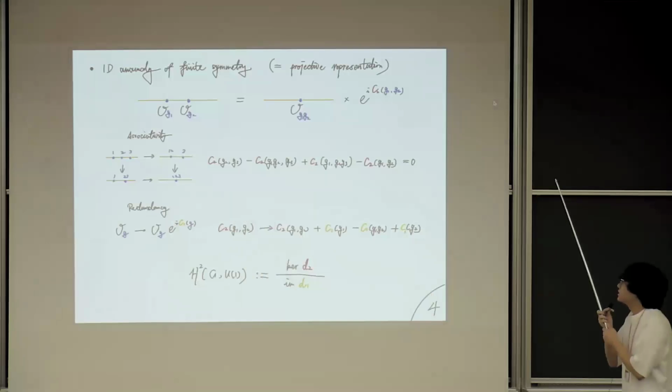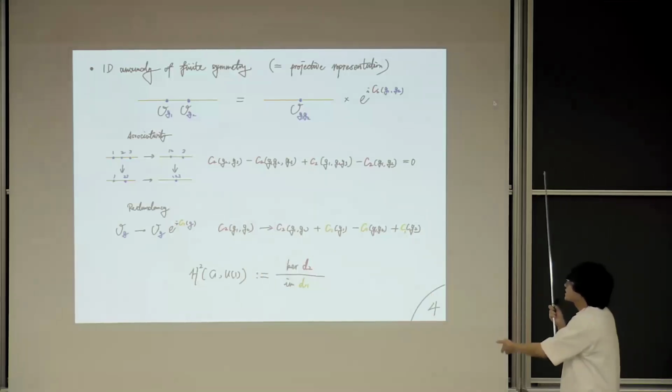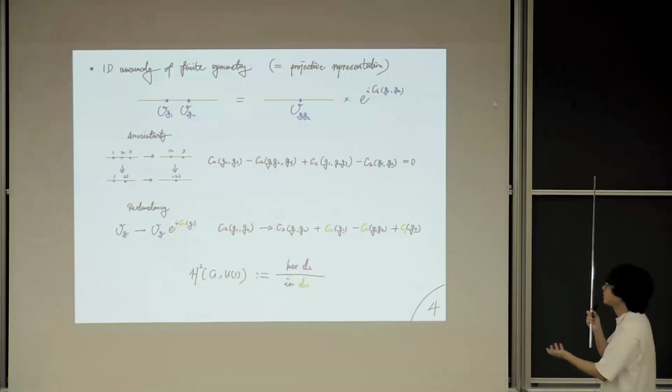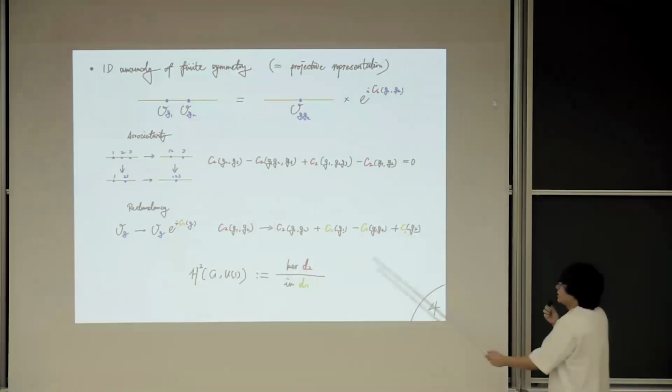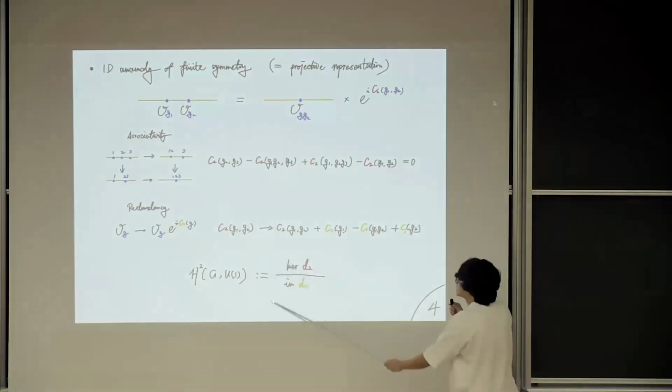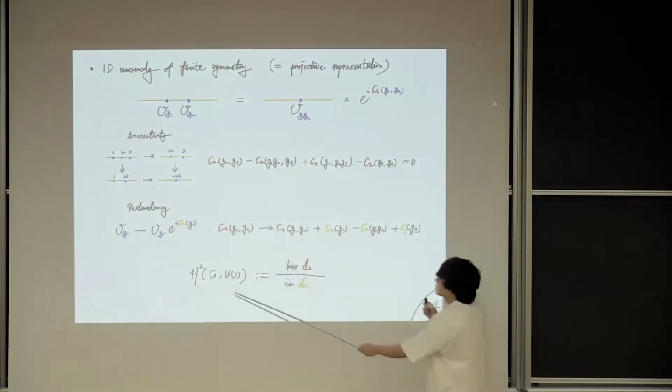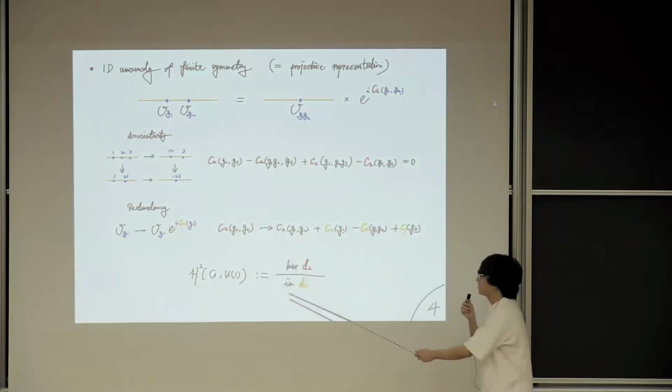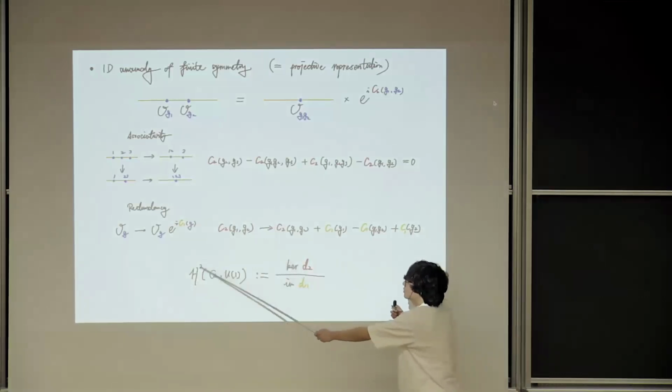Okay, so this is perhaps the simplest scenario for anomaly. And what we get is such an interesting algebraic object, which is usually called the group cohomology of group G, of course, at degree 2.